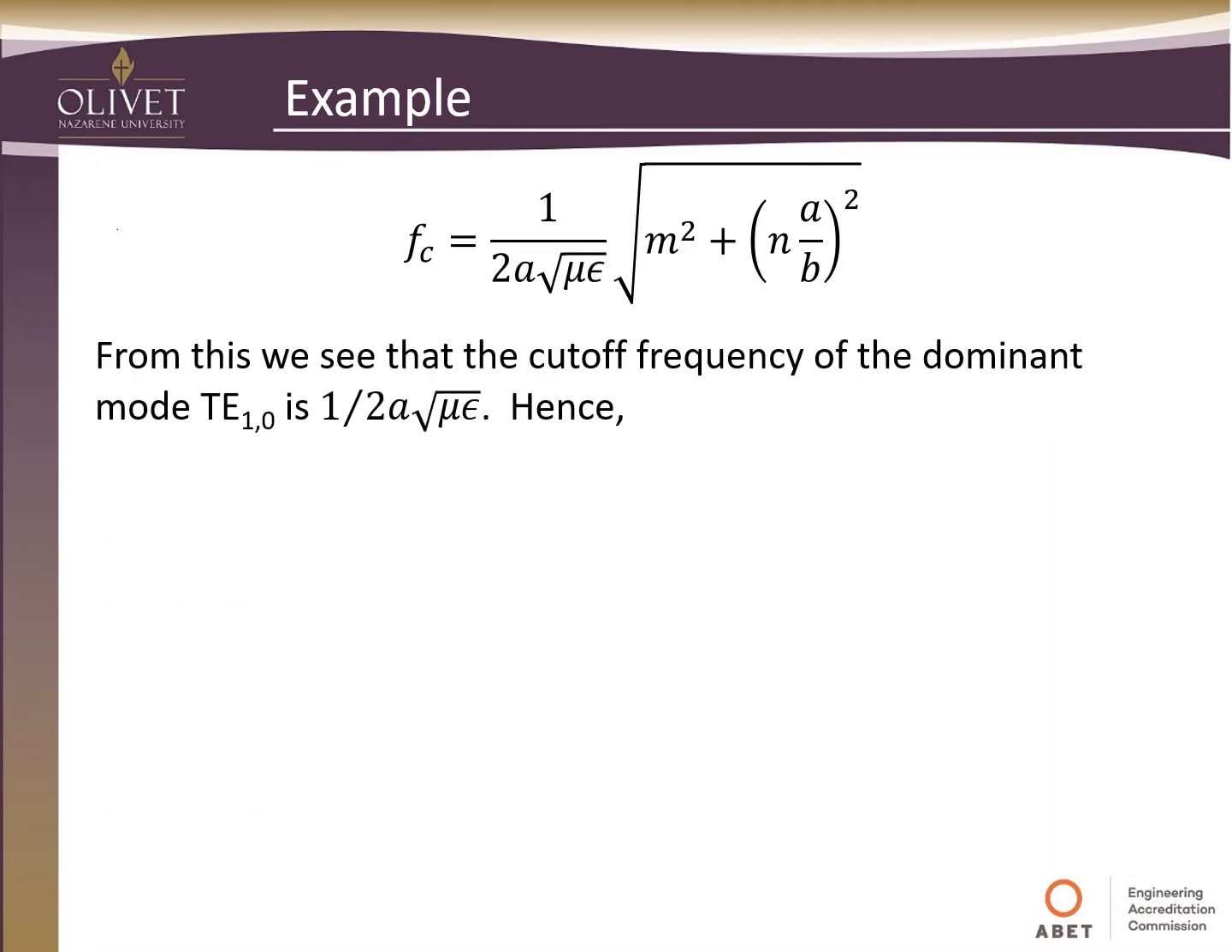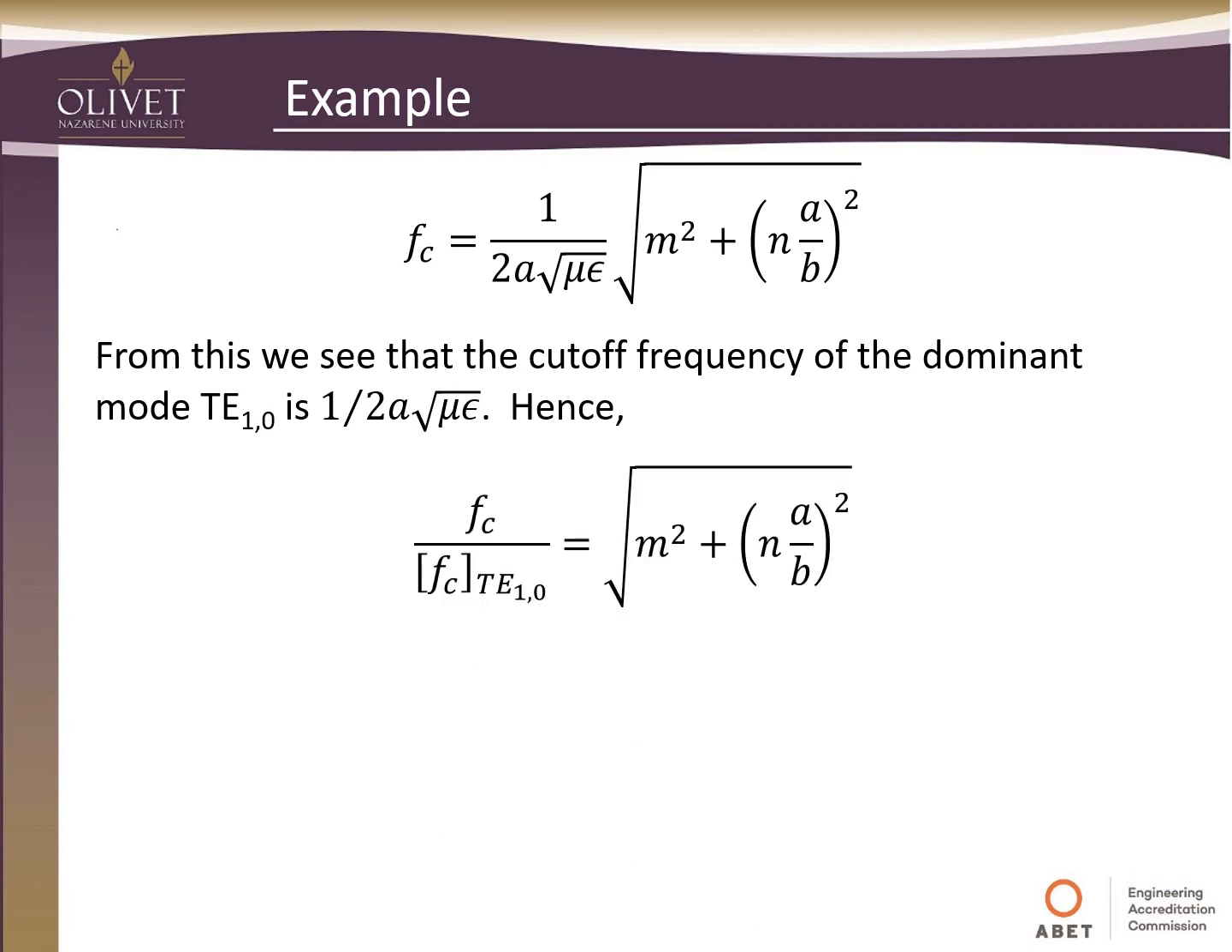So from this, we see that the cutoff frequency of the dominant mode, that is the TE10 mode, is 1 over 2A times the square root of the permeability and permittivity. That being the case, we can now come up with this ratio of the cutoff frequency divided by the cutoff frequency of the dominant mode, which is equal to the square root of M squared plus N A over B squared. So this simplifies the math a little bit. This also takes the permittivity and permeability out of our calculations.